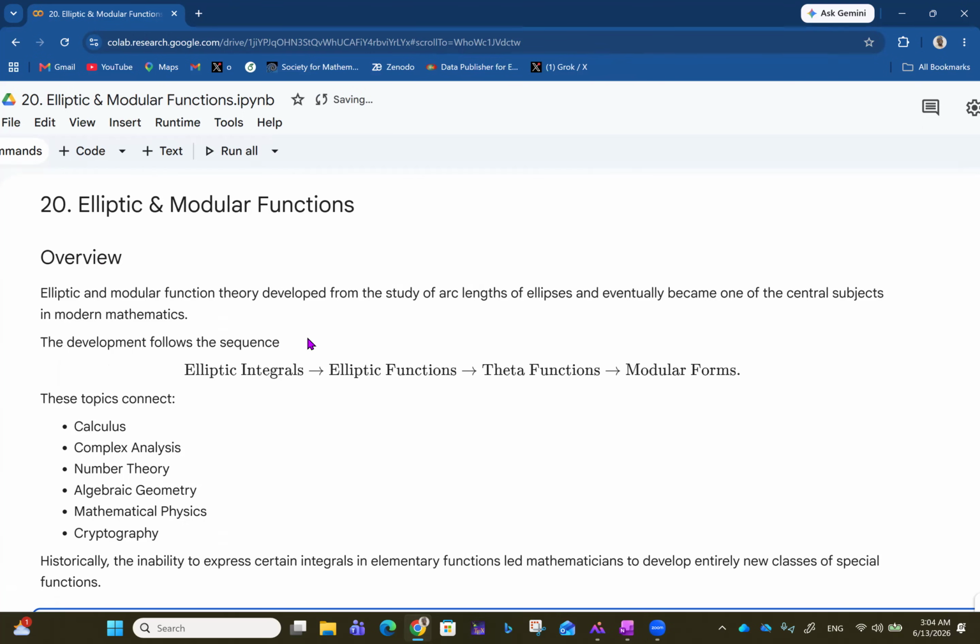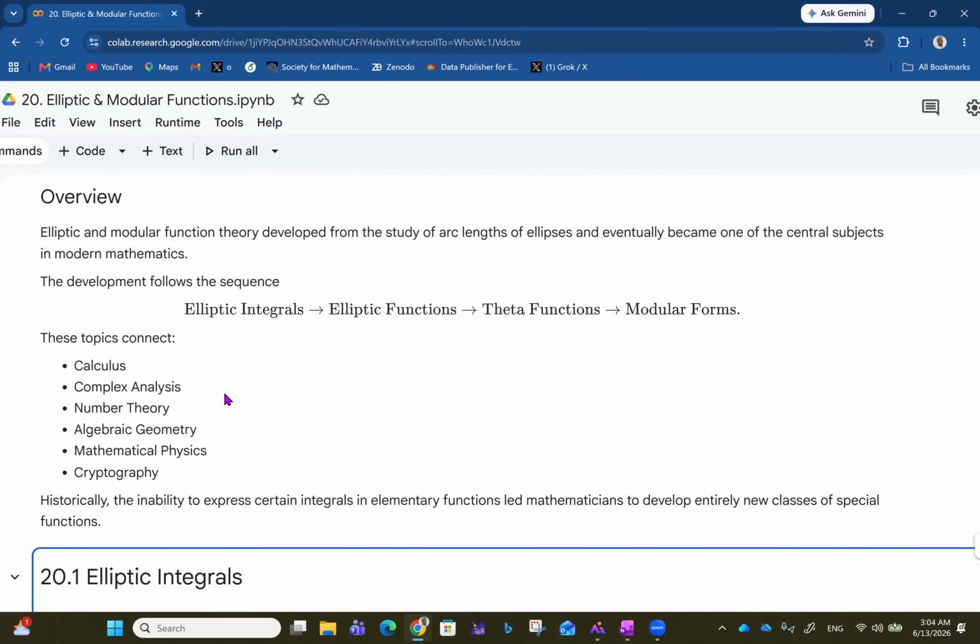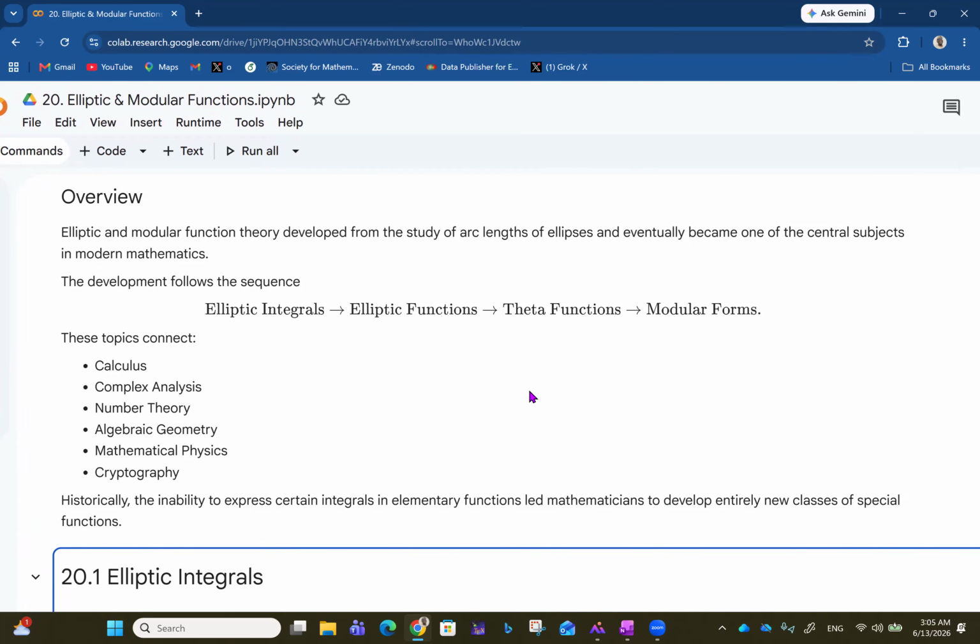So the development follows this sequence, how elliptic and modular functions came about. We have elliptic integrals. From there we got elliptic functions, and then theta functions, and then modular forms. These topics connect calculus, complex analysis, number theory, algebraic geometry, mathematical physics, and cryptography. Historically, the inability to express certain integrals in elementary functions led mathematicians to develop entirely new classes of special functions. And that is why we're here talking about elliptic and modular functions.